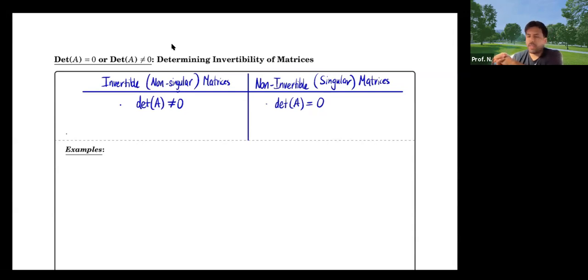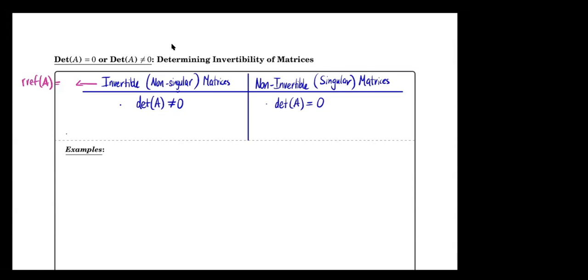And it has to do with row reduced echelon form. What's the row reduced echelon form of an invertible matrix? You guys remember that? If you have any invertible matrix, and you find a row reduced echelon form for any invertible matrix, what do you get? The identity.